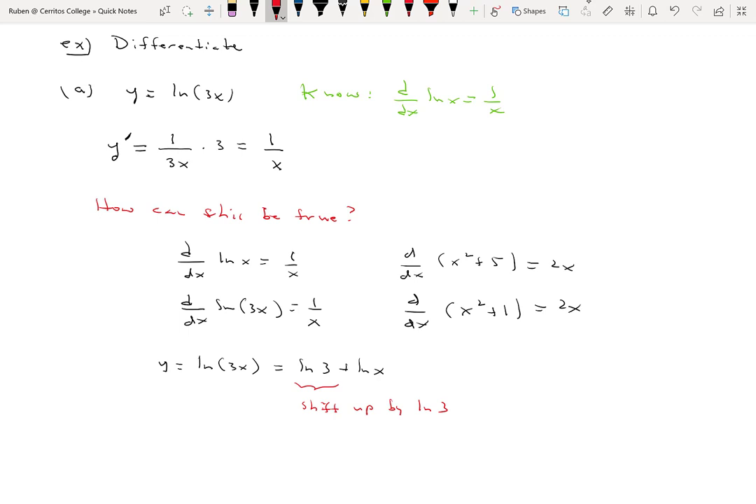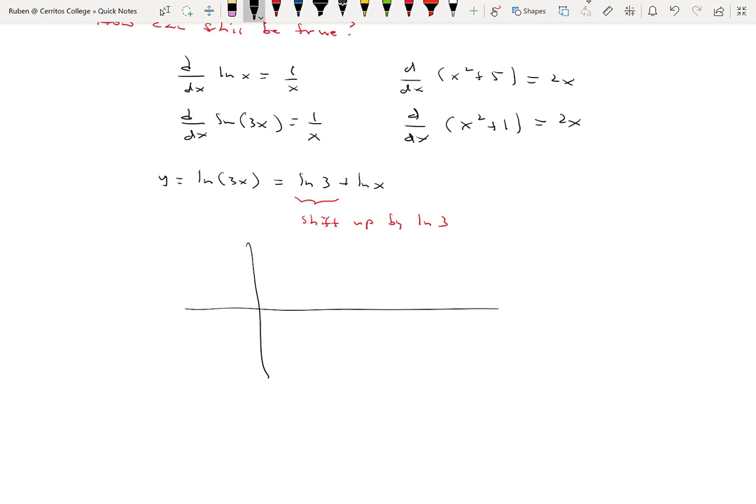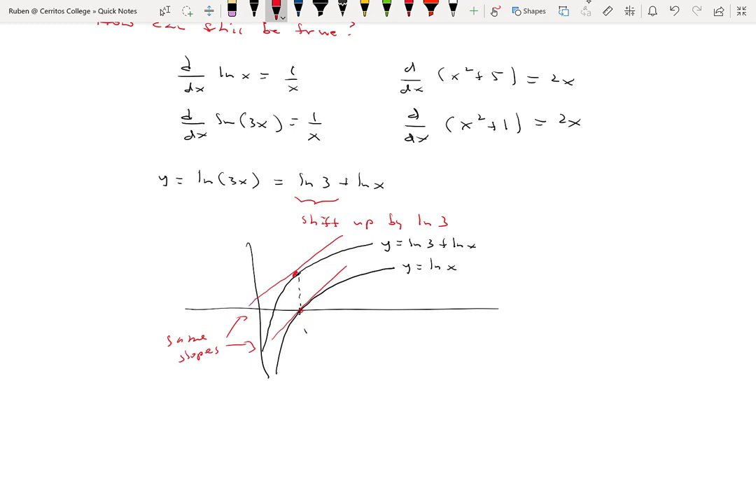If you still don't see this, here's the natural logarithm function, y equals ln x. Now shift that up by ln 3. So here is the graph of y equals ln 3 plus ln x. The slopes of these curves are exactly the same. Look at the slope of the tangent line at x equals 1 for log of x. Look at the slope of the tangent line for the same function shifted up by log of 3. The slopes are the same. Slopes are derivatives. They both have a slope of 1 over x.